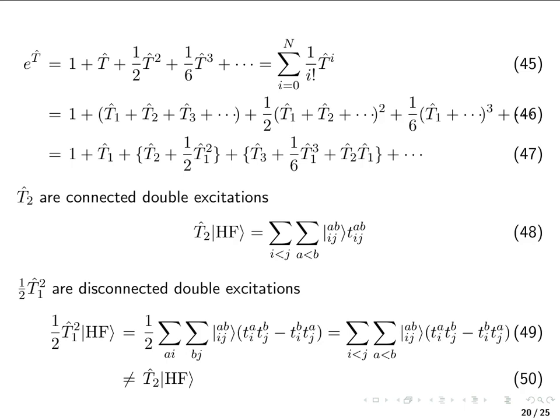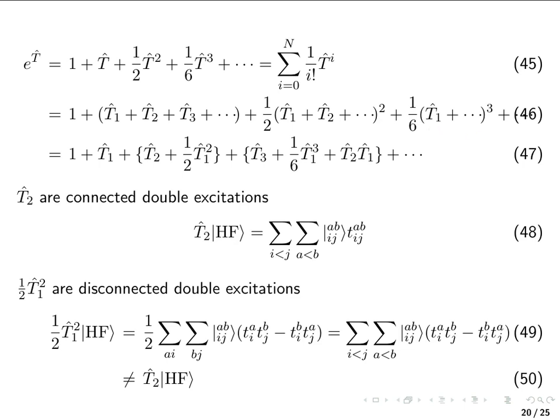So expanding the exponential, I get 1 plus the T operator plus 1/2 T squared plus 1/6 T to the third power, and so forth until infinity. Here I've written it out, so that's 1, then I get T, and I inserted the expansion of T in the different excitation operators, T1, T2, T3, and so forth. Then 1/2 T squared with a different contribution, 1/6 T to the third, and so forth.